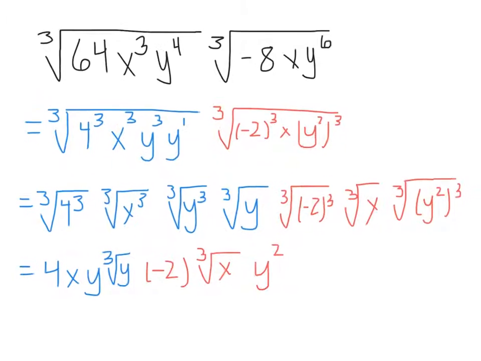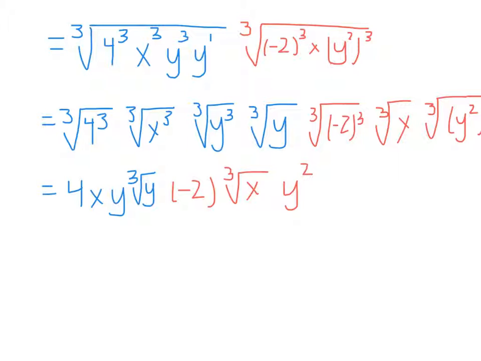Okay, so let's bring this all together and combine bases where we can. So let's start with the constant terms. We have a 4 times a -2, so we'll get a -8. And then we've got an x here, so we'll just have x. We've got a y and a y squared, so that'll give us y, and notice that we're multiplying all these things, so we're going to add those exponents. So this y has an exponent of 1, so adding that to 2 we get y cubed.